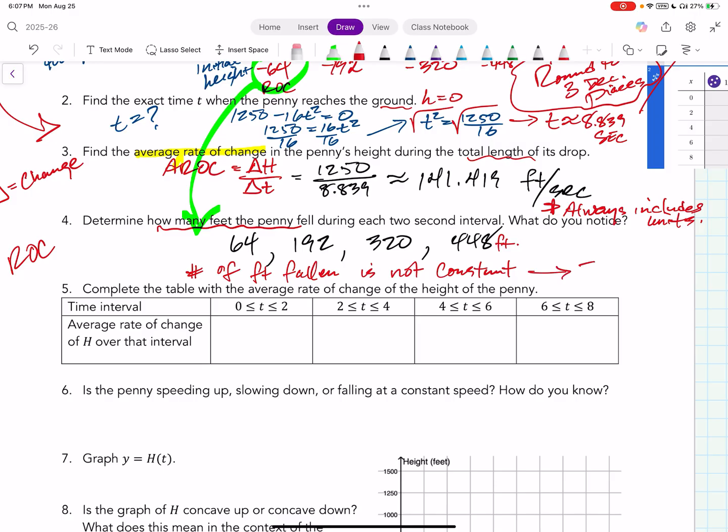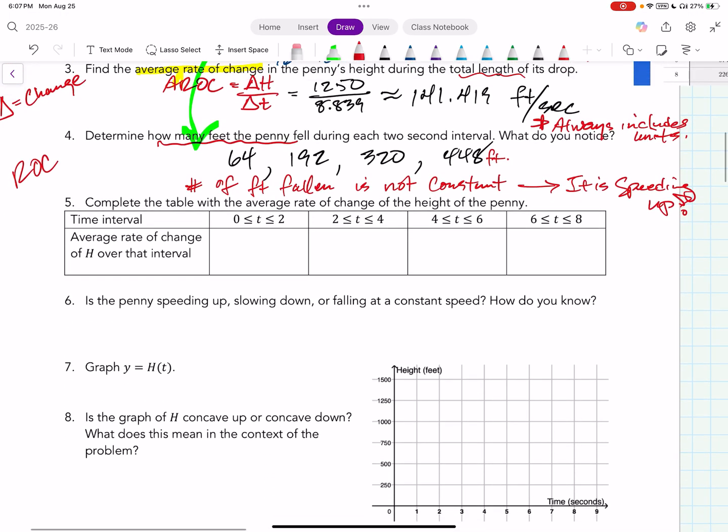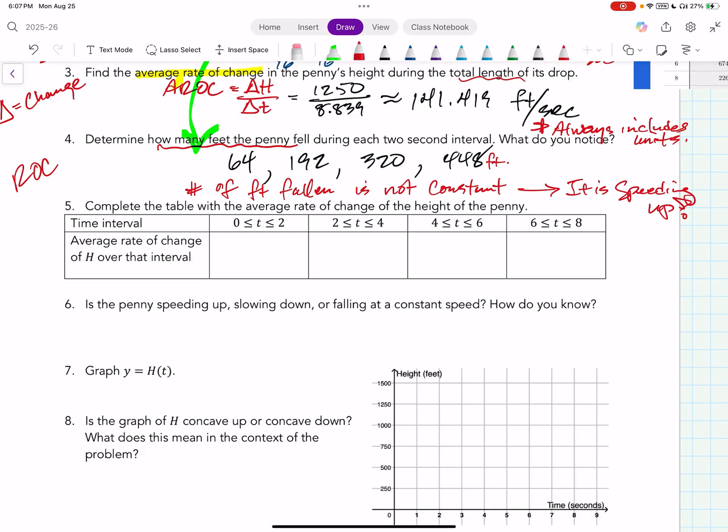Okay, it's speeding up. That's the reason why. It is speeding up, all right? It's getting faster and faster and faster until it hits critical speed. Believe it or not, there's a max speed of descent in the universe.